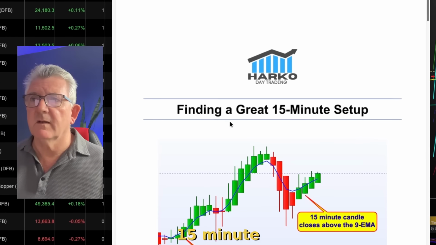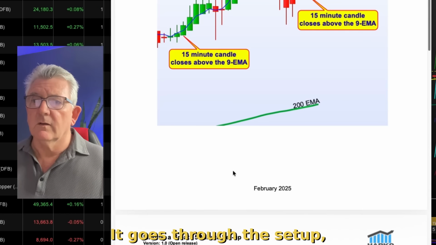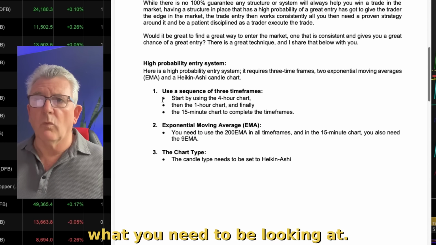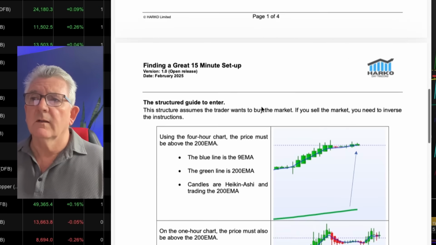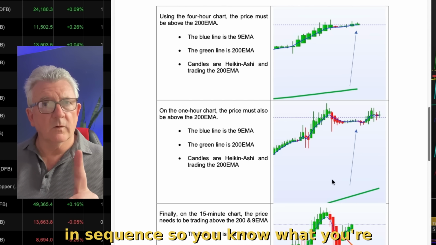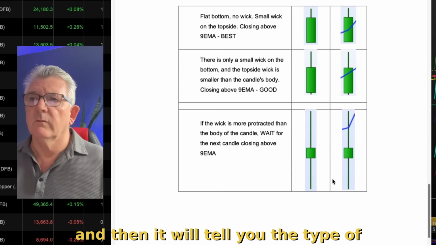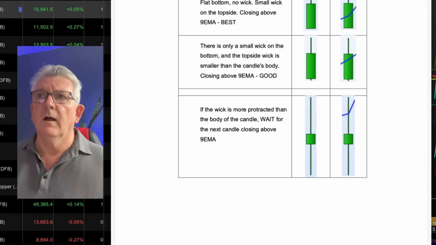Here we are, 15-minute, how to find a 15-minute bar setup. It goes through the setup, what you need to be looking at, so when you're looking at the scanner, you know what you're doing. Look at the EMAs in sequence, and then it will tell you the type of candles you want to be looking for.